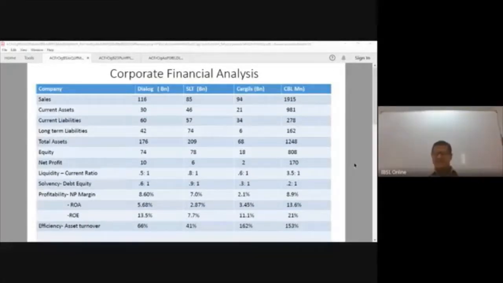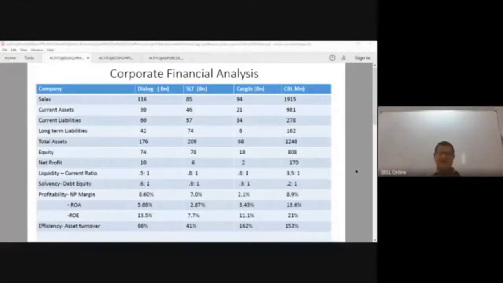Ceylon Biscuit manufacturers' overall net profit was only 170 million, so if I put billions there, it will go to 0.17, which is not correct. So I picked their figures in millions. You can see the 4 companies: Dialog, all the figures are in billions, SLT again in billions, Cargill's in billions, and Ceylon Biscuits Limited, it's in millions.